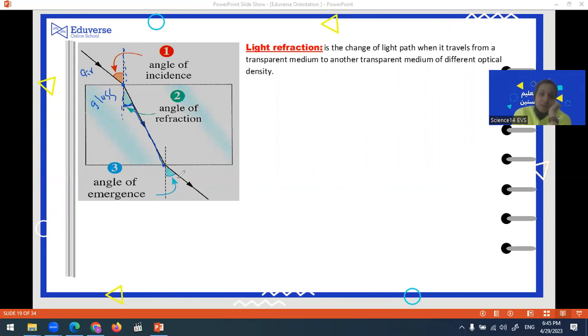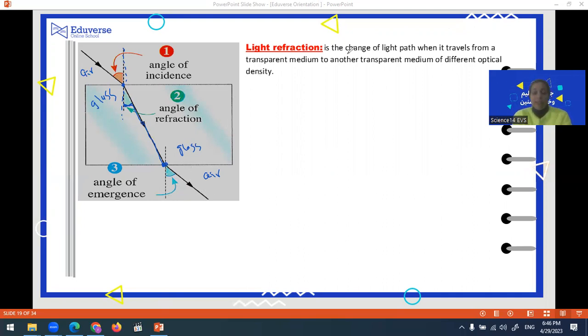In the next interface between the glass and the air, the light is coming out from the glass, going out through the air. This light, we can call it the emergent light ray, and this point will be the point of emergence. The angle between the normal and the emergent light ray, we can call it the angle of emergence. So this is the point of emergence, this is the angle of emergence, and this is the emergent light ray.